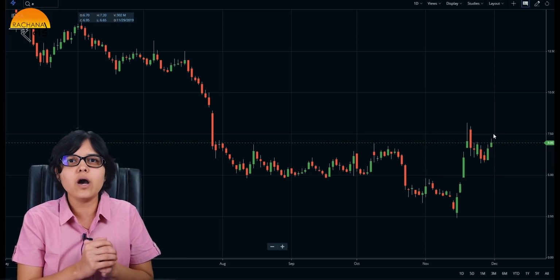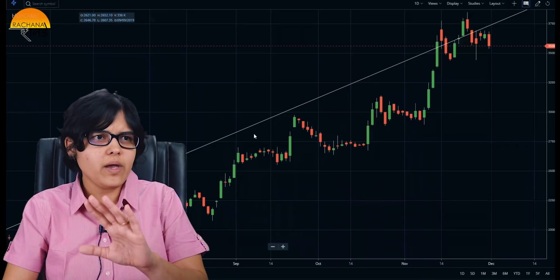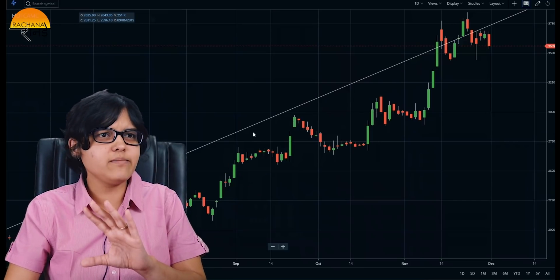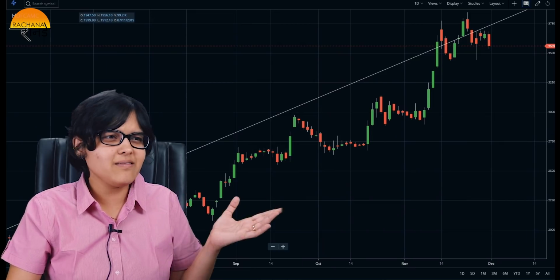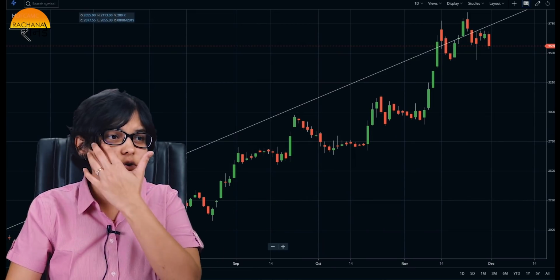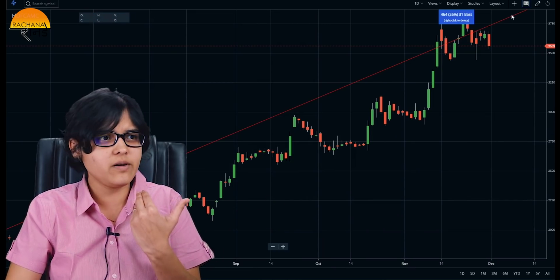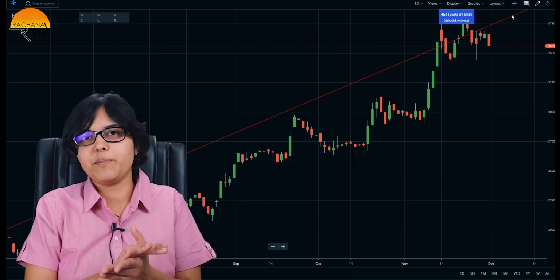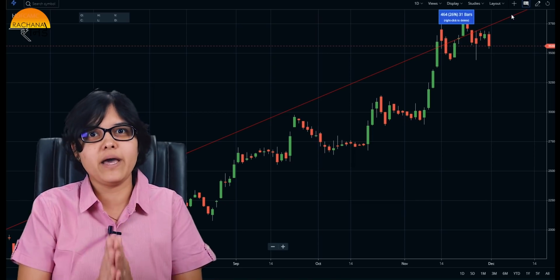So let's now talk about the uptrend. I have already opened up this HDFC AMC chart for you. Again, very clearly visible, I have also drawn a trend line for you. It's a very clear-cut case of an uptrend. So what should be your take in an uptrend? Ideally, you should go ahead and buy in an uptrend.